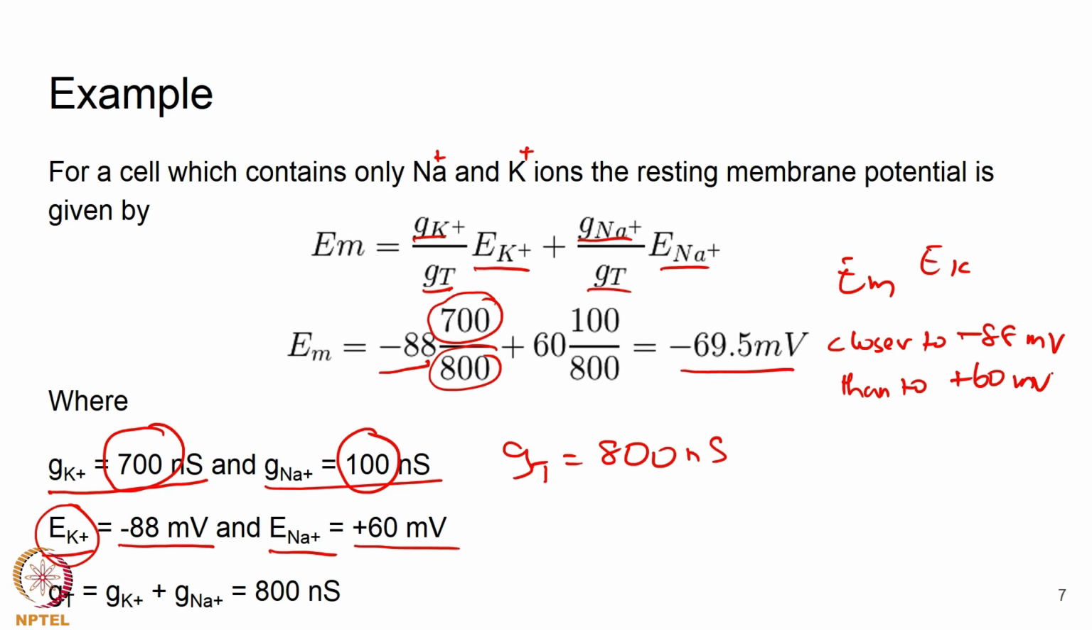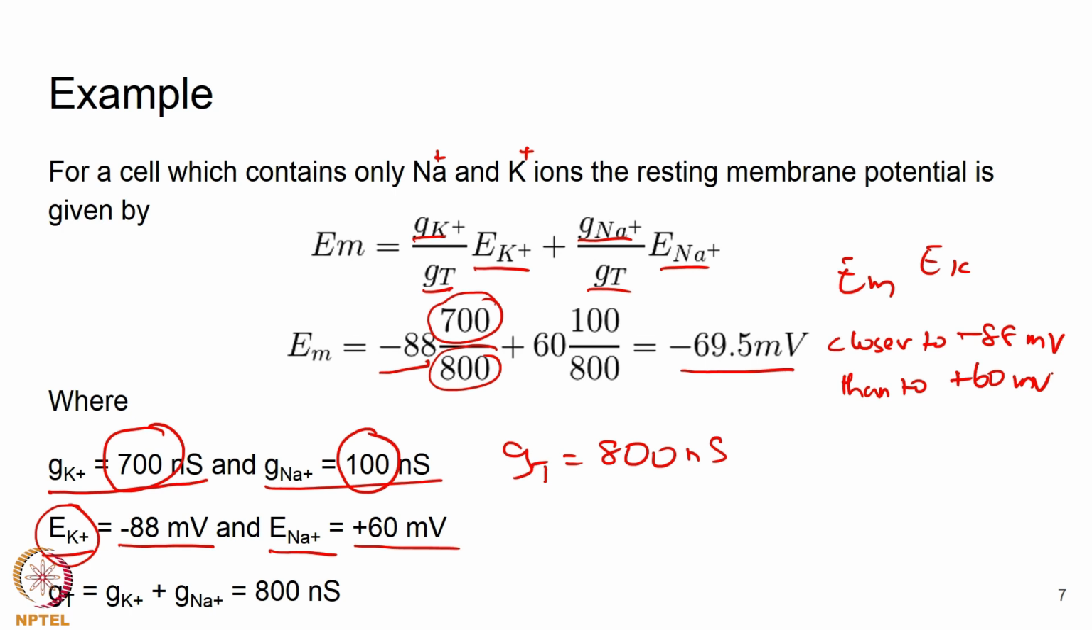What are minus 88 and plus 60? Minus 88 is the equilibrium potential of potassium and plus 60 is the equilibrium potential of sodium. Since a lot of the conductance comes from potassium, it turns out that the membrane potential is actually closer to the potassium equilibrium potential rather than to the sodium equilibrium potential.